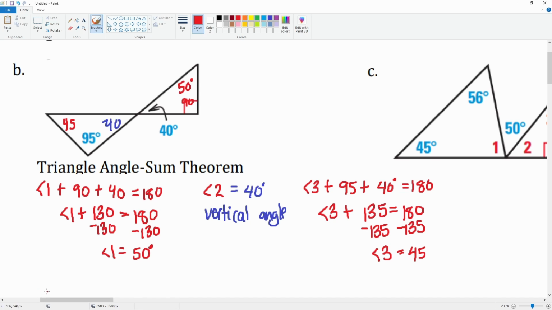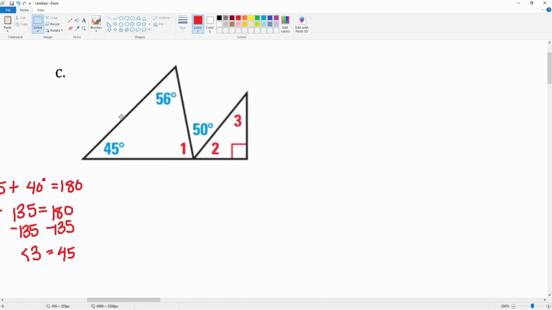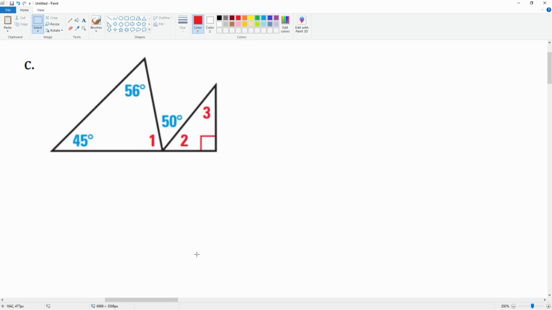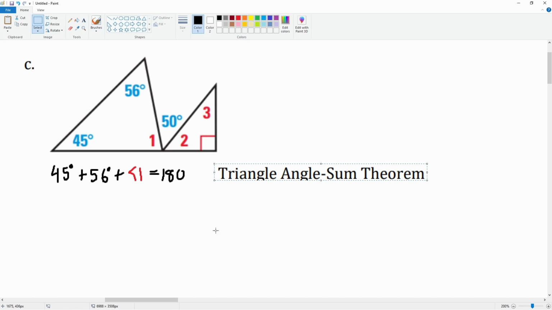All right, now let's take a look at C here. All right, let's see which angle we can get first. Well, let's see if I could get angle 1 first. I know from the equation that 45 degrees plus 56 degrees plus this angle 1 is going to be equal to 180 degrees because of the triangle sum theorem. That's why I'm allowed to do that.